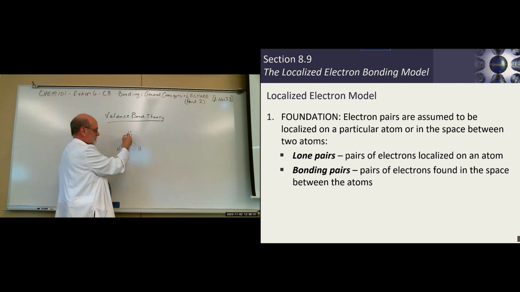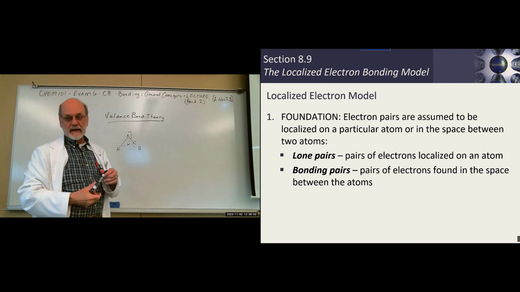Right, I mentioned this is a lone pair. Anything in here would be a bonding pair. And remember, whenever you have one line, that's two electrons. Right. Okay.